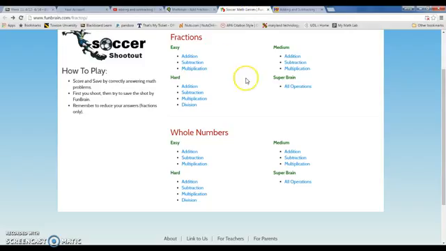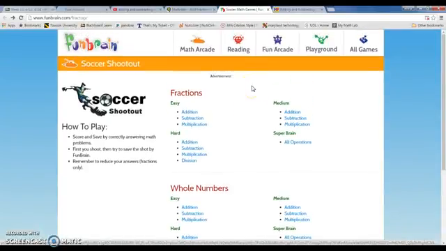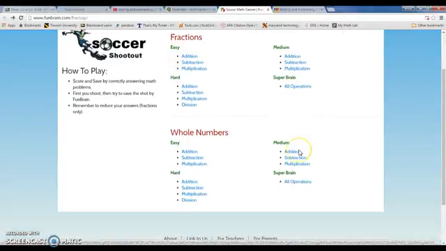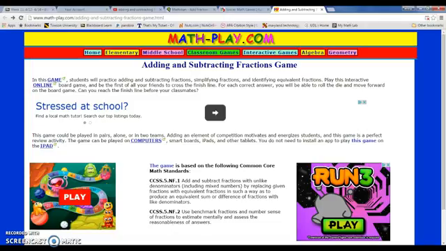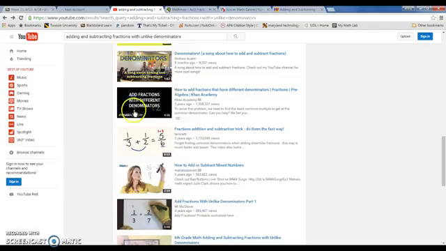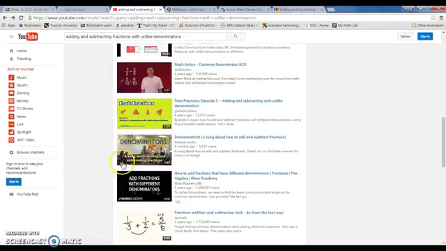The second game is a soccer shootout, so you have fractions, easy with addition, subtraction, multiplication, medium, hard, super brain questions. You also have whole number fractions, and then this game is really good because it plays like Chutes and Ladders. So those are 3 different games that you can play, and then there are also these YouTube videos that you can do.